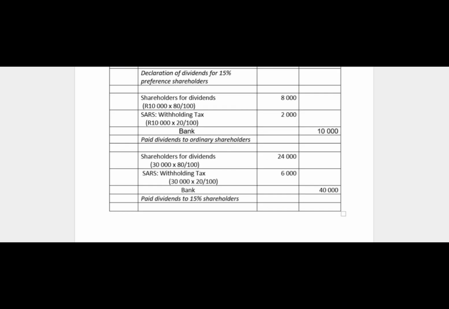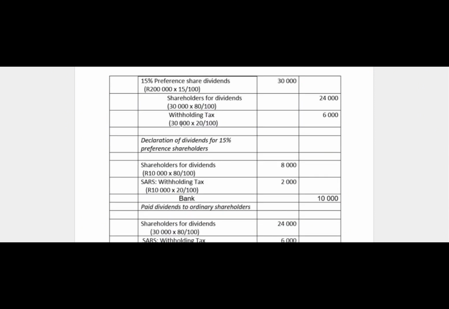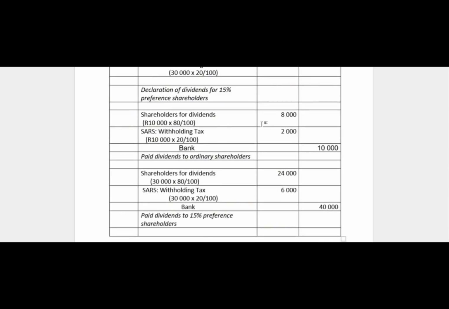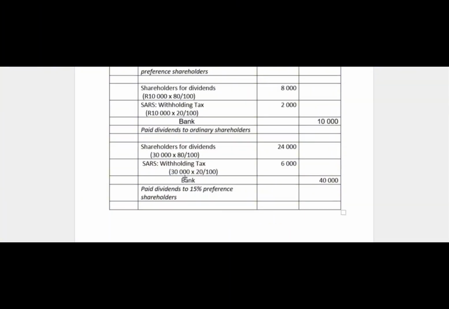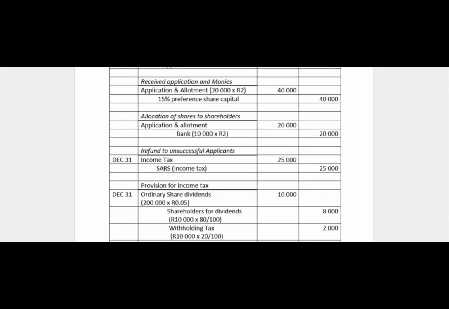15% preference shareholders. Then we are done. That's it. Paid dividends to 15% preference shareholders. And then you are done. So it was a copy and paste and vice versa of this, but now we are just going to credit bank. You see now the total becomes the bank this time around. So I hope this is easy. This is very easy.